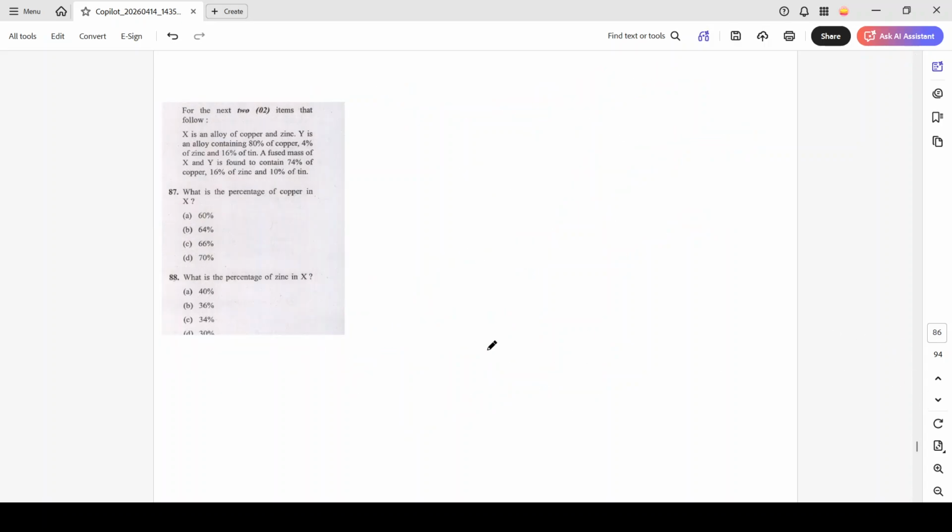Now move on to the next question. X is an alloy of copper and zinc. Suppose this is X and this is copper and zinc. Okay. And Y is an alloy containing 80% copper. What is 80% copper? Okay, 80.